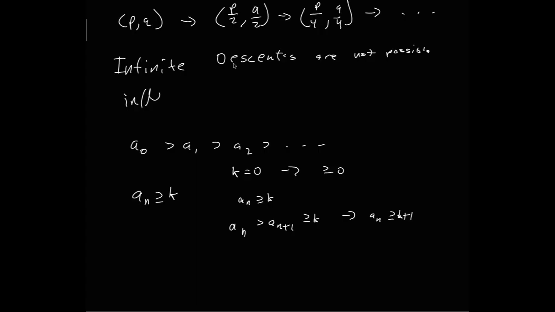So basically what we're assuming, this is the step, right? If a_(n+1) is greater than or equal to k, well, a_n is greater than a_(n+1). So therefore, a_n is greater than or equal to k plus 1. So we can prove that a_n is greater than or equal to k for all n. And therefore, because there's no natural number.